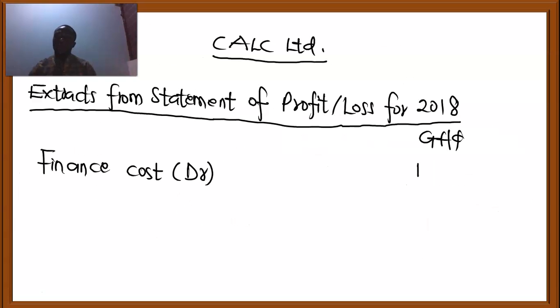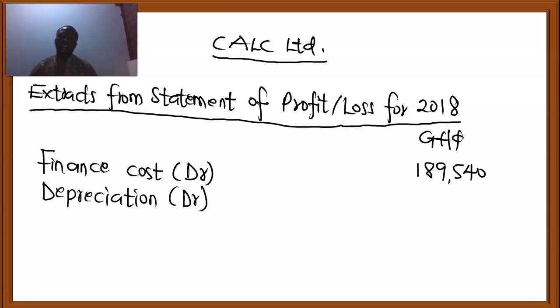So we have 189,540 here. Then we also have depreciation. This is also an expense. That is 252,720. Then we have gain on transfer of rights.